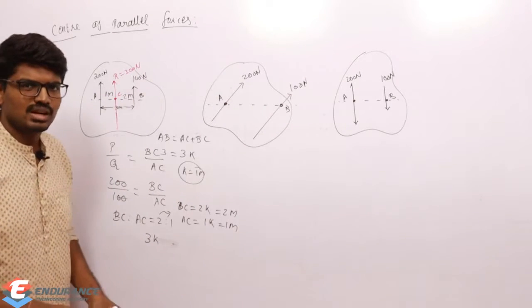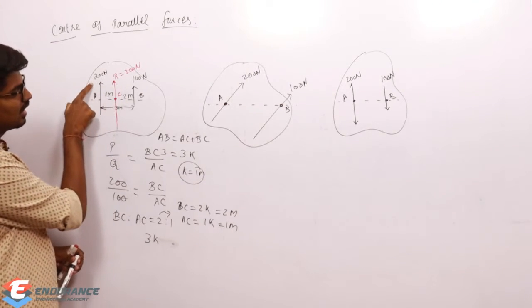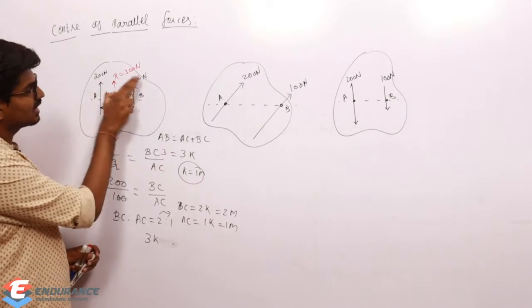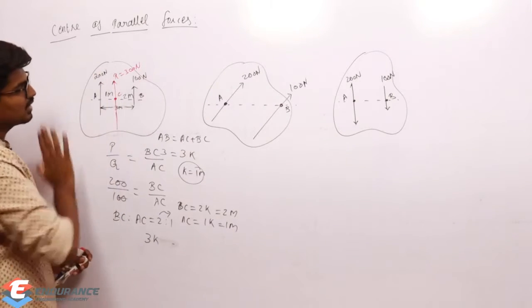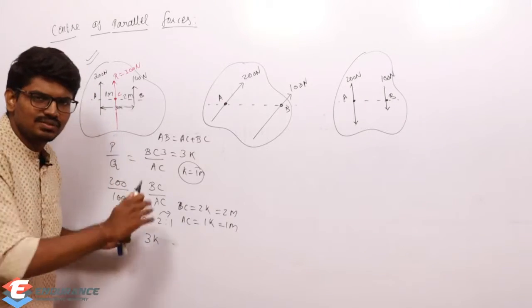This we already know, right? The resultant force will be close to the higher magnitude force. 200 is greater than 100, so the resultant will be close to it. This is something basic, which we get from our basic idea.